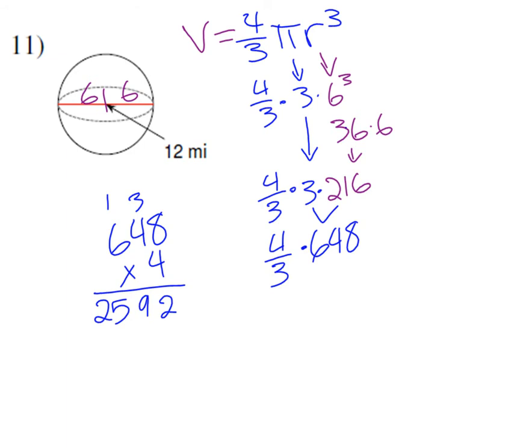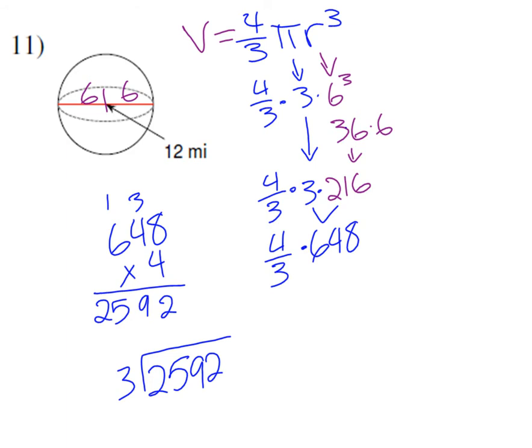Please be writing this down. We take 2592. Why did you times it by 4? Because we need to do it times 4/3. So we do times 4 divided by 3.